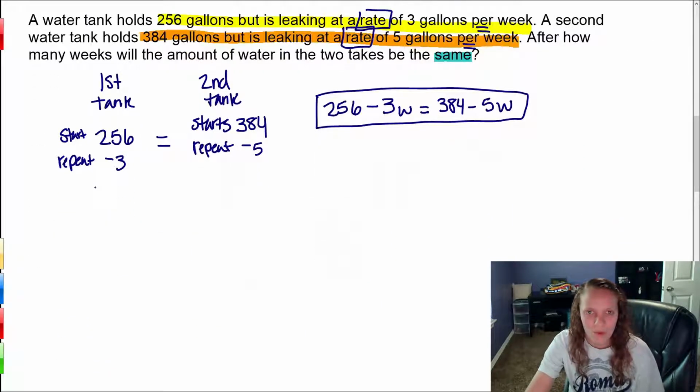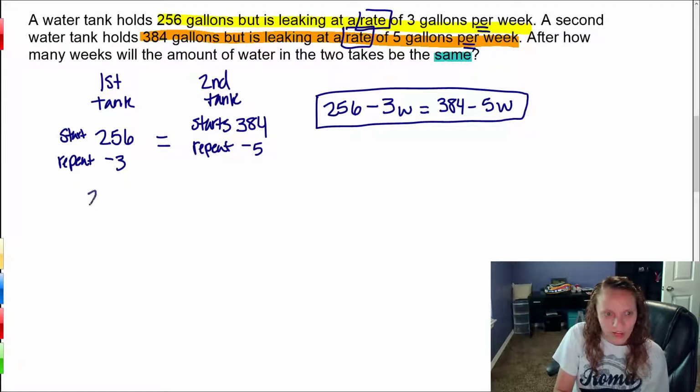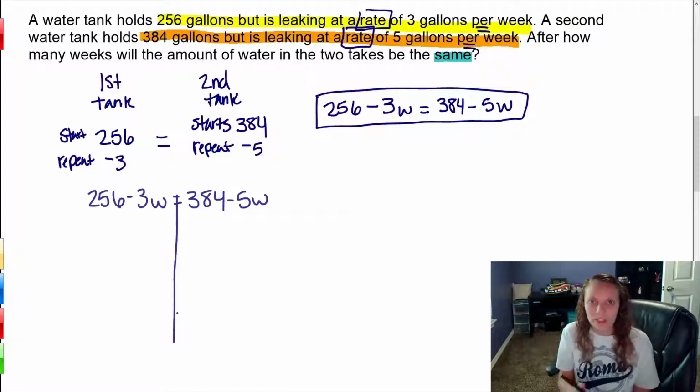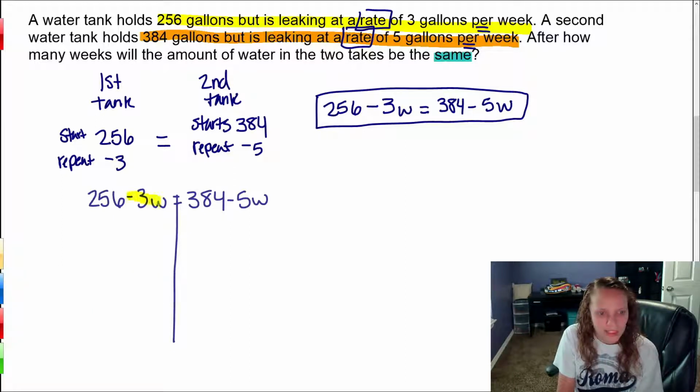Alright, let's try one more. So we have 256 minus 3w equals 384 minus 5w. And I'm going to draw my line at the equal sign because whatever we do to one side, we have to do to the other side. And let's combine our w's together. I'm seeing a negative 3w and a negative 5w. I'm going to go ahead and add a 5w to both sides.